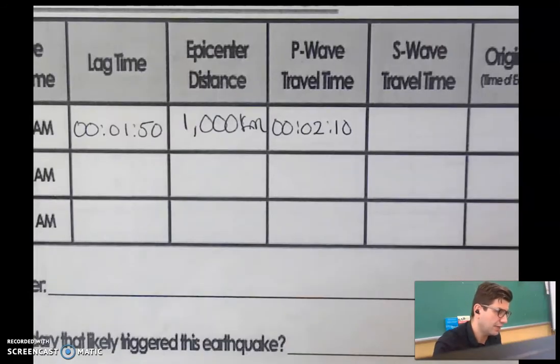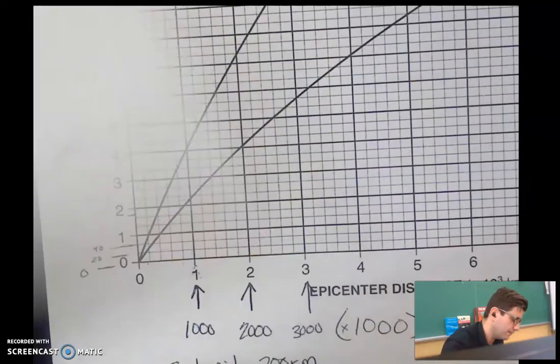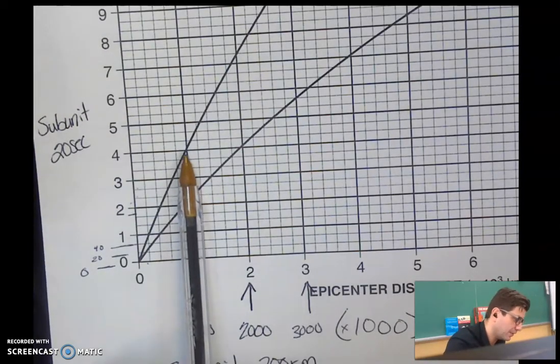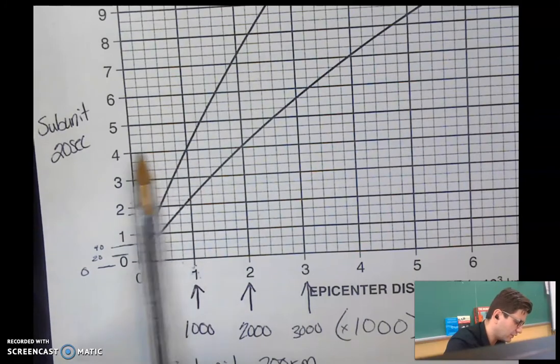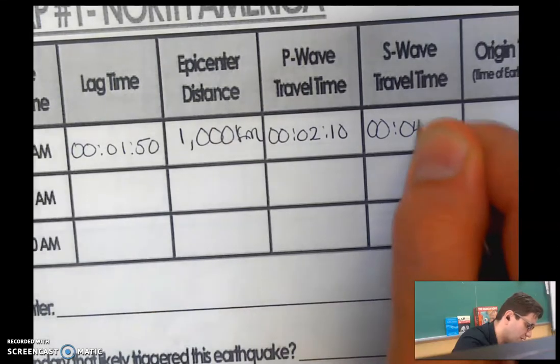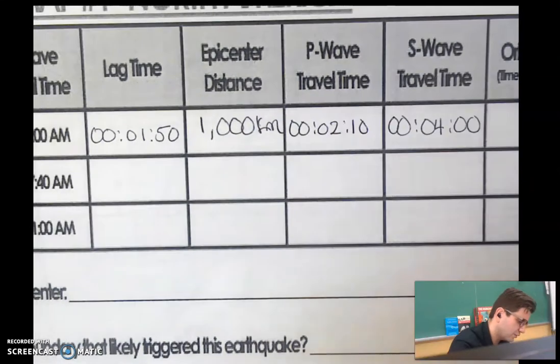And finally, we're looking for our S wave travel time. Again, since our distance is 1,000, we're going to go up, up, up, up, up, bump the S line, and then go over to the left. It says it's 4 minutes, so that is the same as 0, 0, 0, 4, 0, 0.